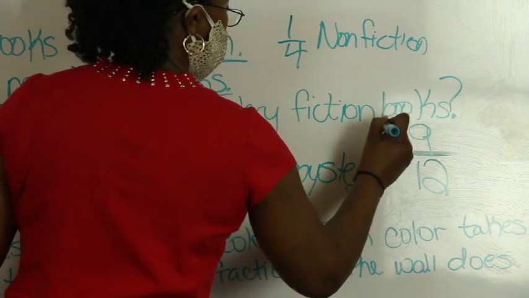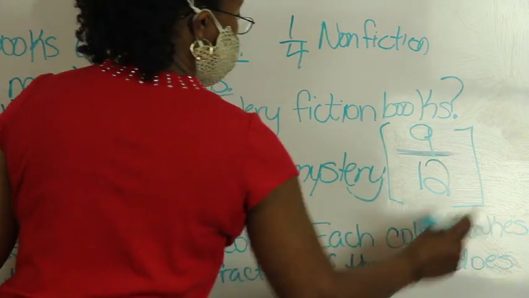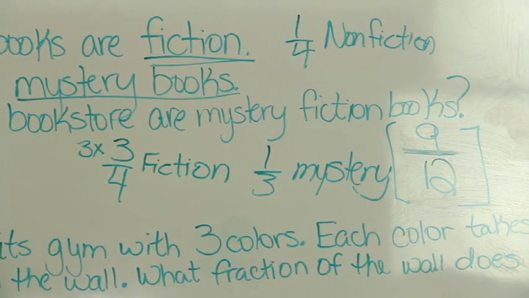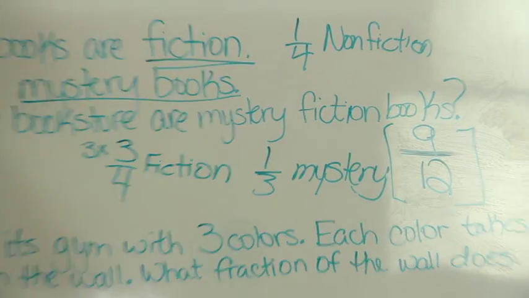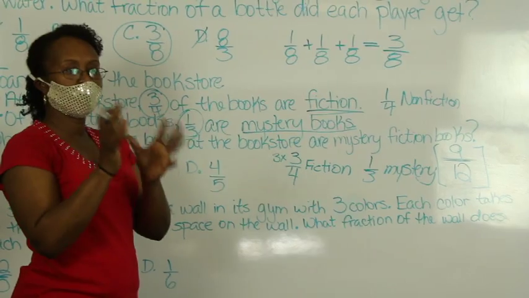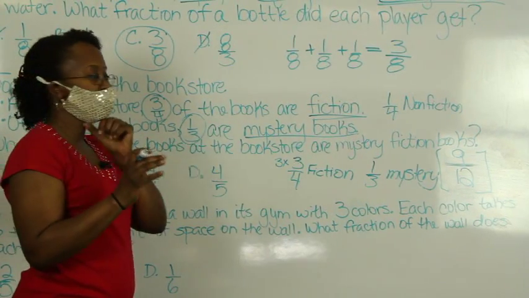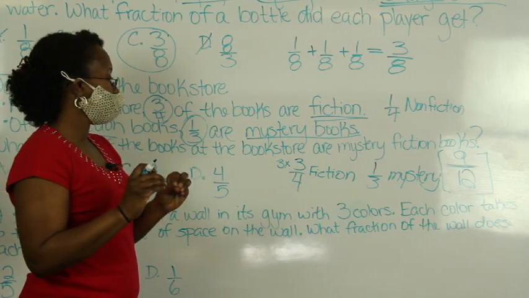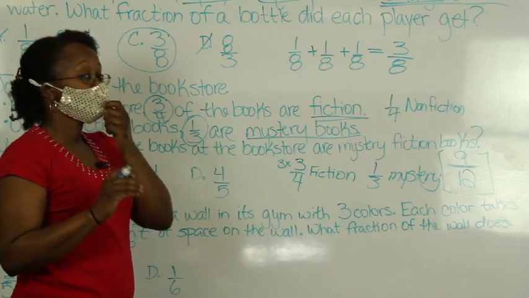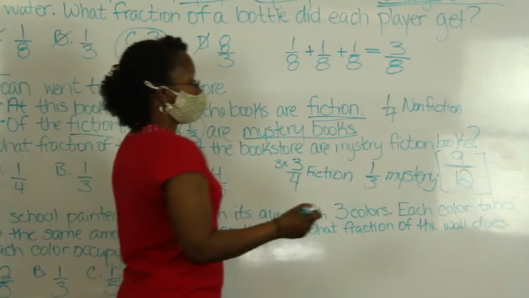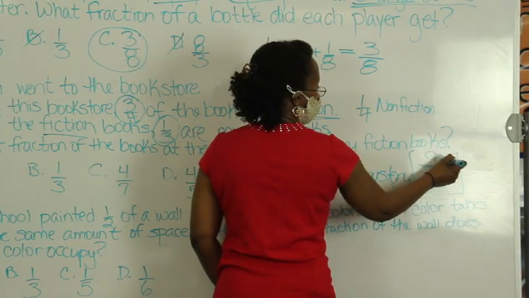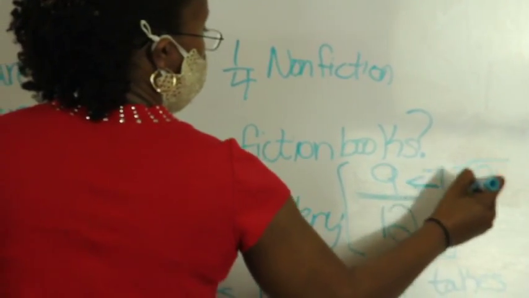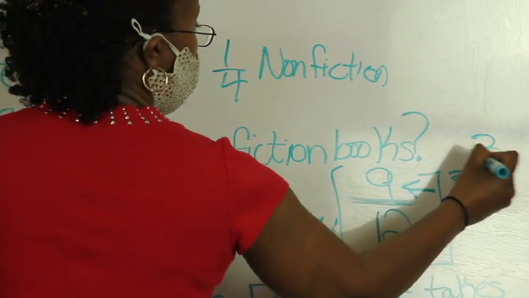So our new fraction, that kind of gives us a good starting point to compare both of these equally, is going to be 9/12. So of each 12 books, 9 are going to be fiction books. So 1/3 of those fiction books are going to be mystery books. So all I'm going to do is take this top number here, the numerator, and divide it by 3. And our answer will be 3.